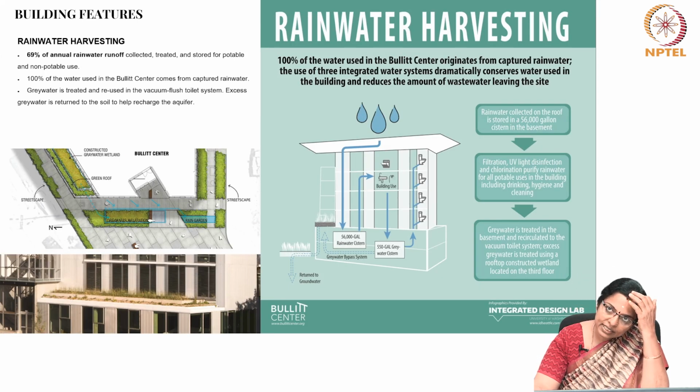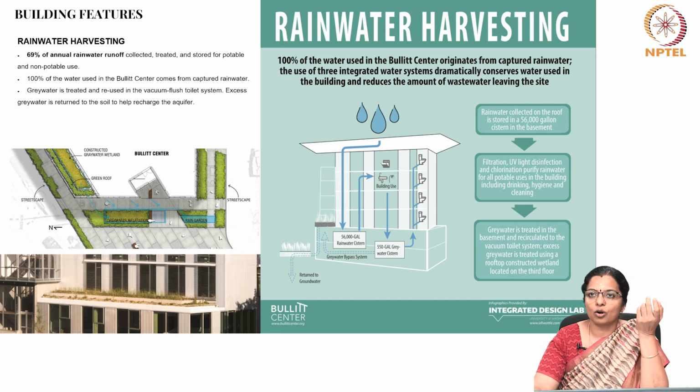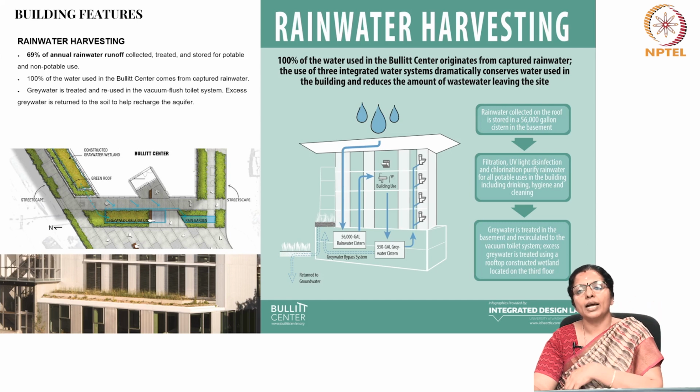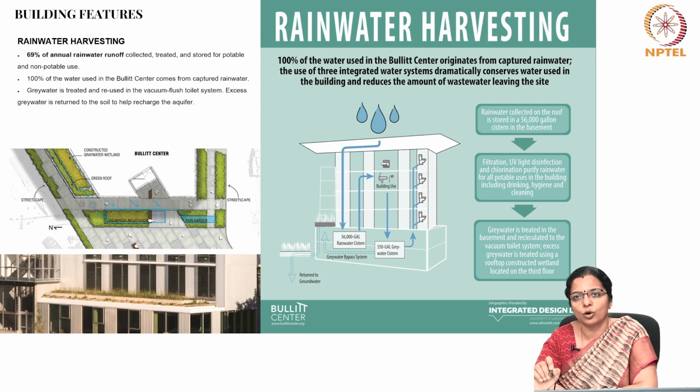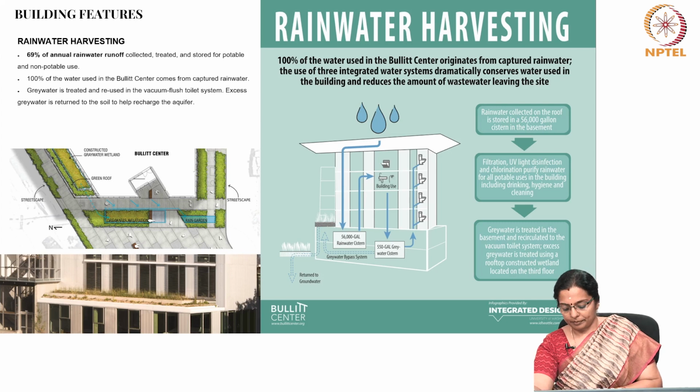Rainwater is harvested. 69% of annual rainwater runoff is collected, treated and stored for potable and non-potable purposes. 100% of the water used in the Bullet Center comes from captured rainwater. Grey water is treated and reused in the vacuum flush toilet system, and excess grey water is returned to the soil to help recharge the aquifer.